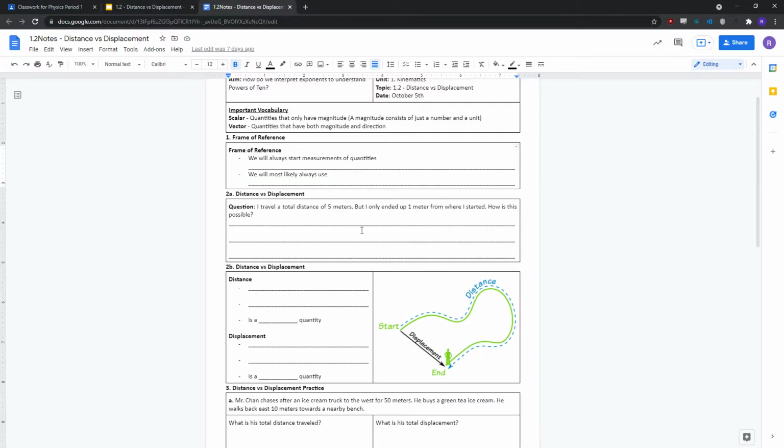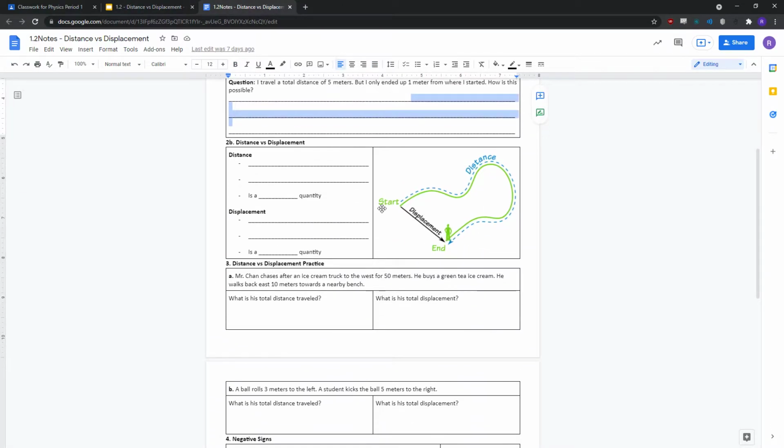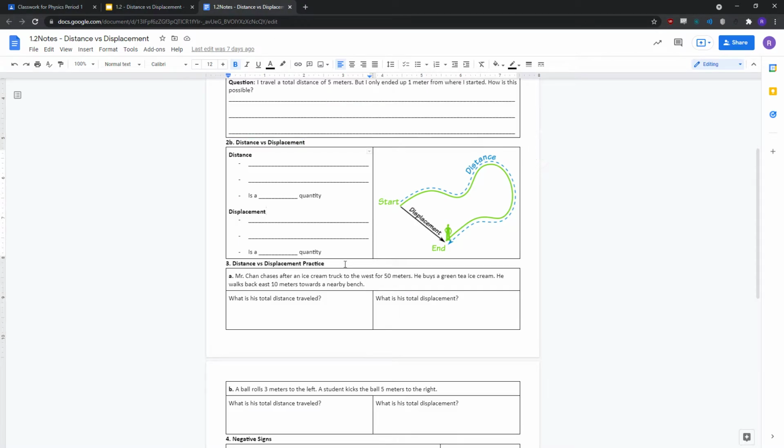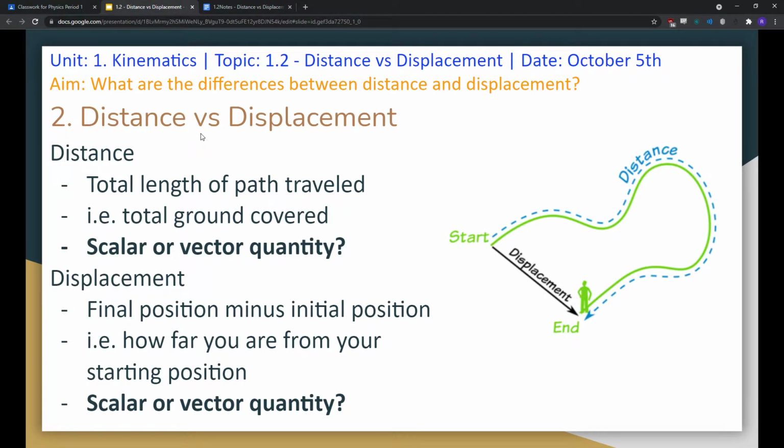So make sure to write something here. Distance versus displacement. Now you need to actually write. You need to copy these notes down over here on this page. And now I'm going to introduce you to two different quantities. One of them is called distance, and the other is called displacement.